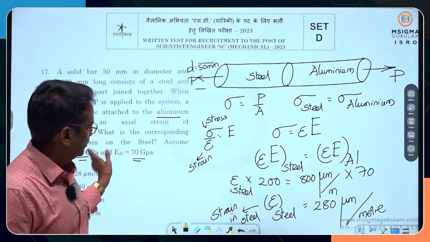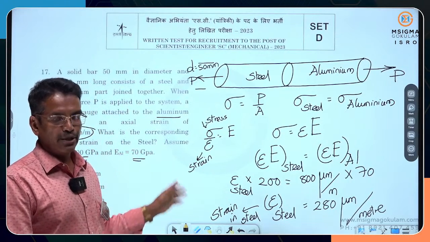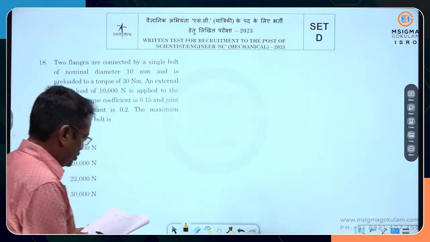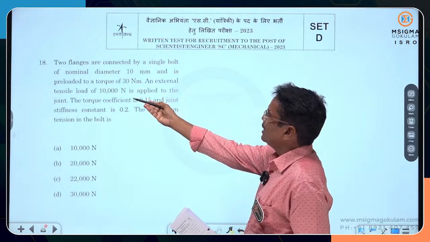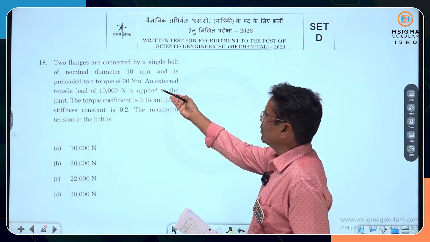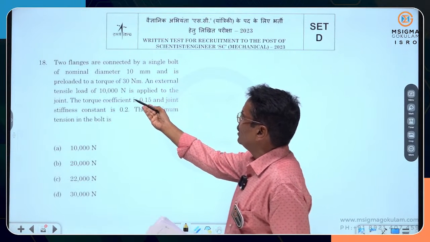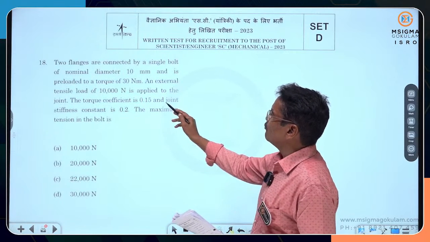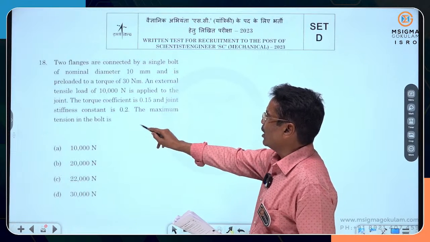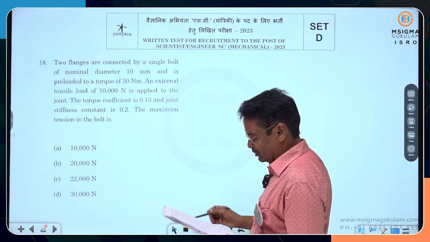The rods are attached end to end. Two flanges are connected by a single bolt of nominal diameter 10 mm and preloaded to a torque of 30 Newton meter. An external tensile load of 10,000 newtons is applied to the joint. The torque coefficient is 0.15 and the joint stiffness constant is 0.2. The maximum tension in the bolt is?